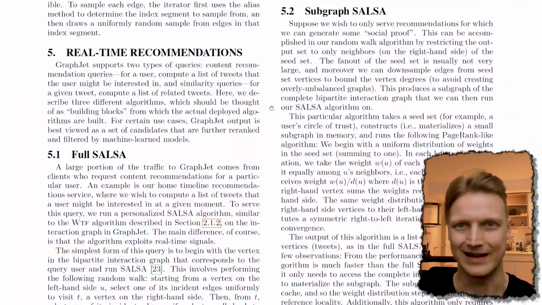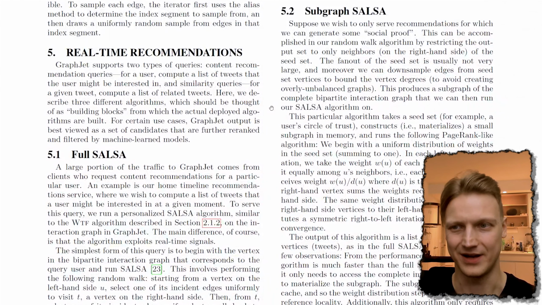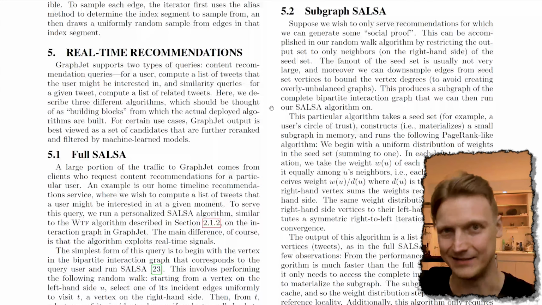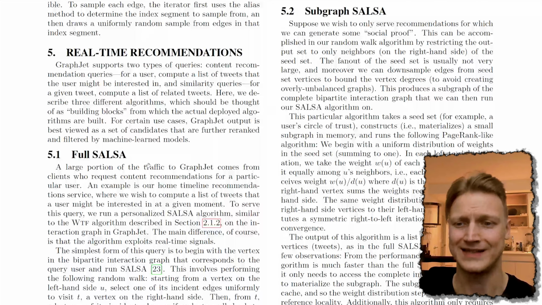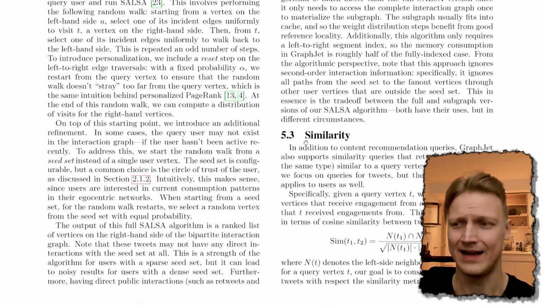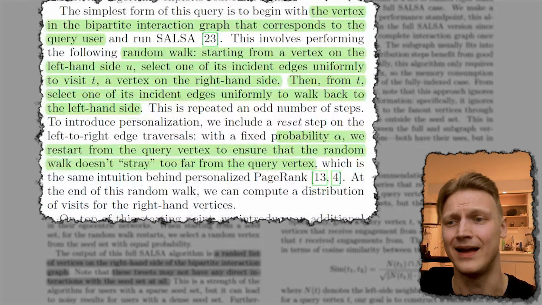What may spark an interest for us is the recommendation system that is built on top of it, and that is represented by 3 available algorithms that downstream systems can leverage. Those are full SALSA, subgraph SALSA, and similarity. The first one is a typical random walk around their bipartite interaction graph back and forth multiple times with a growing probability to stop and restart.